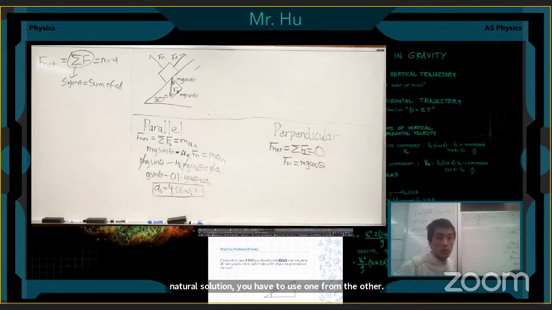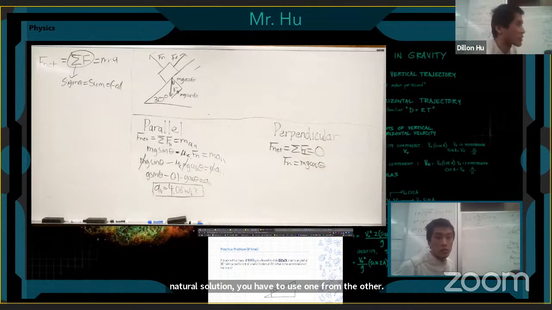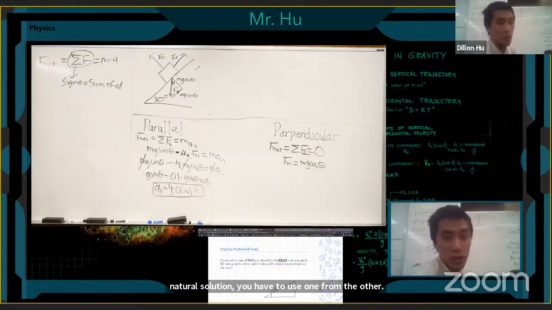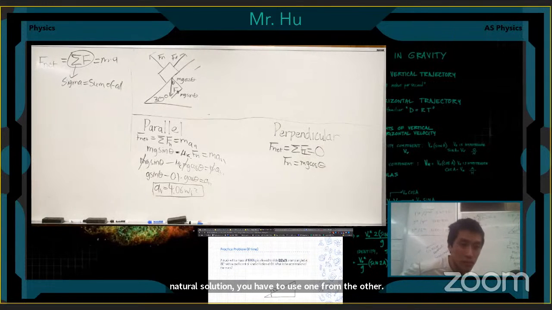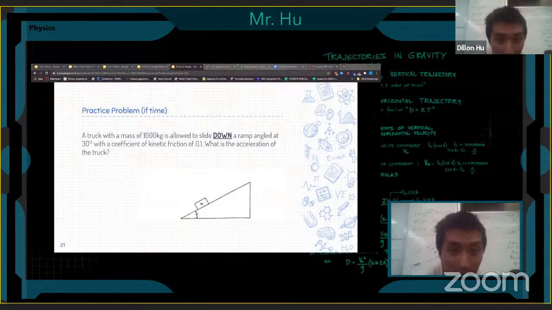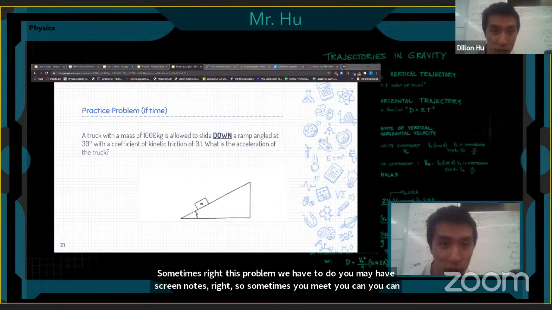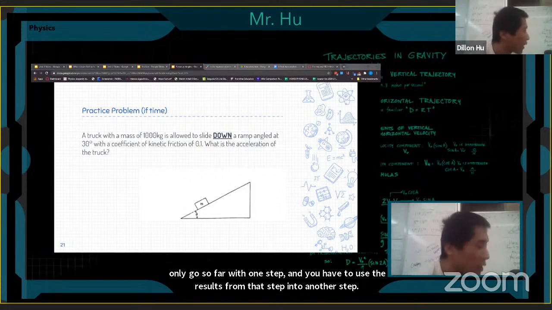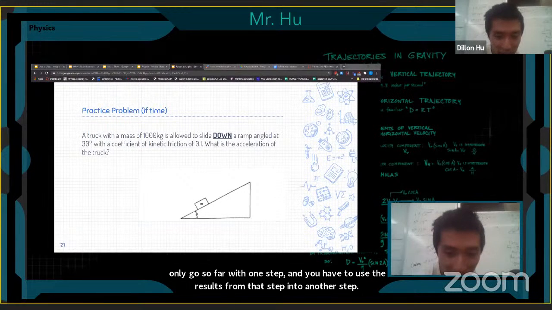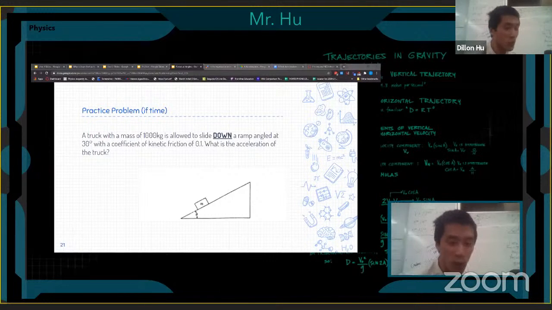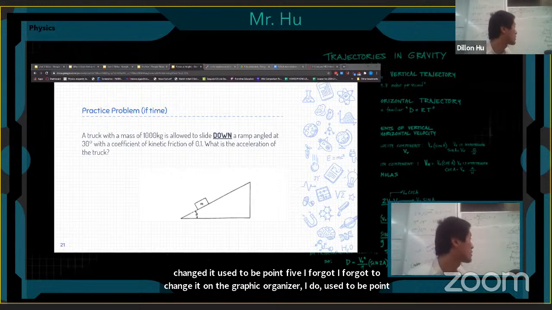Why does it say 0.1? Because that's the coefficient of kinetic friction in the problem. No, it said 0.5. Yeah, it says 0.5 for us. Oh, sorry, I changed it. It used to be 0.5. I think I forgot to change it on the graphic organizer. It used to be 0.5, but when I actually did the math, it didn't make any sense, so I had to change it to 0.1. If it was 0.5, the truck would actually start going up the ramp, which wouldn't make any sense. Yeah, sorry for that.